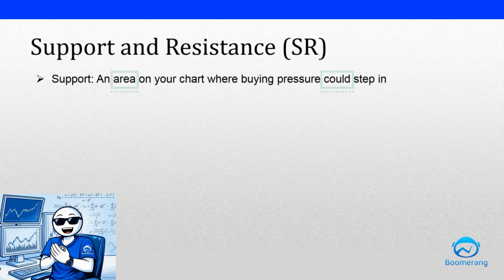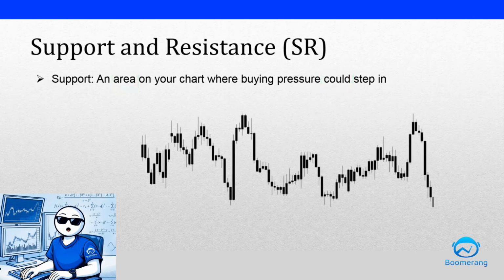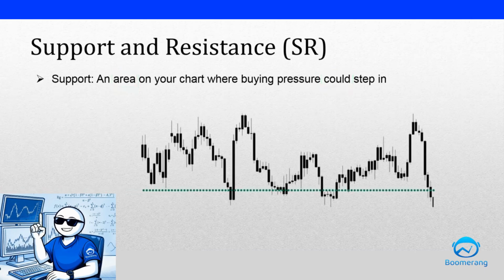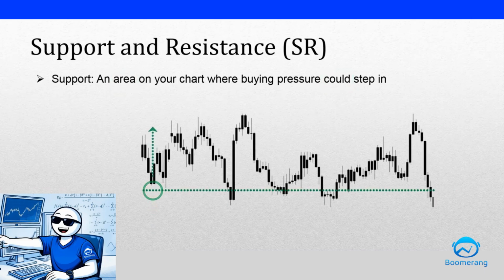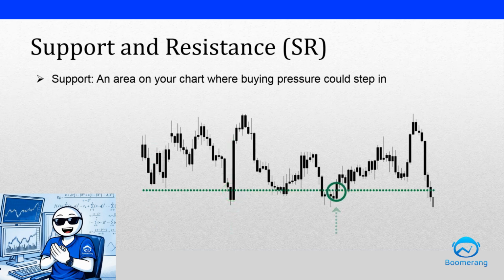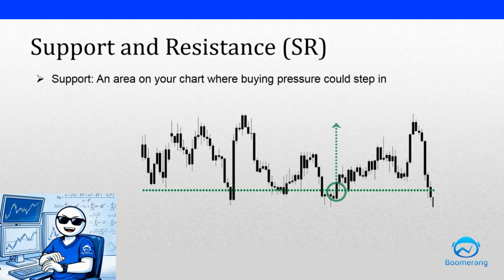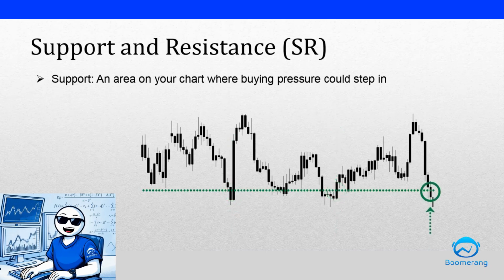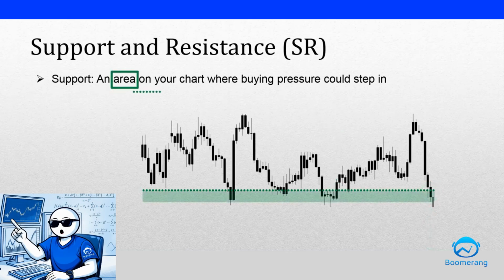Let's say the market is in a range. So support is near the lows of this range. This is what we call support, where buying pressure came in and pushed the price up higher. Buying pressure came in, pushed the price up higher. Support is here. Buyers came in and pushed the price up higher. So let's say now price is at support. What's going to happen? Go up? No, it could also go down. So this is why I say that it's an area on your chart where buying pressure could step in.